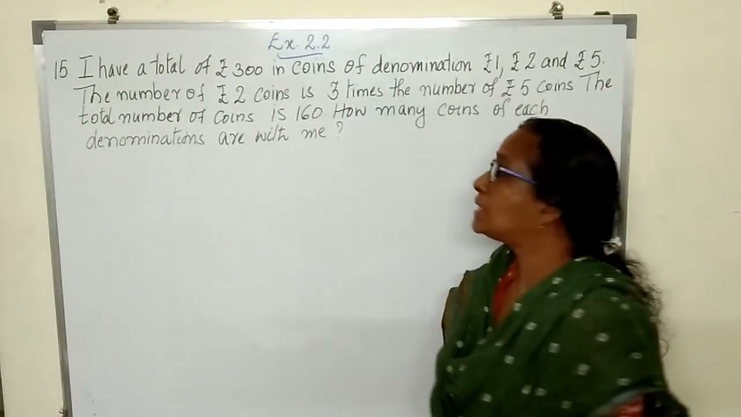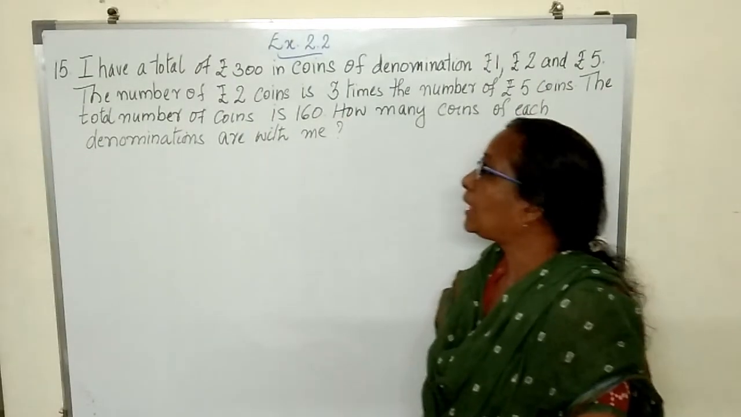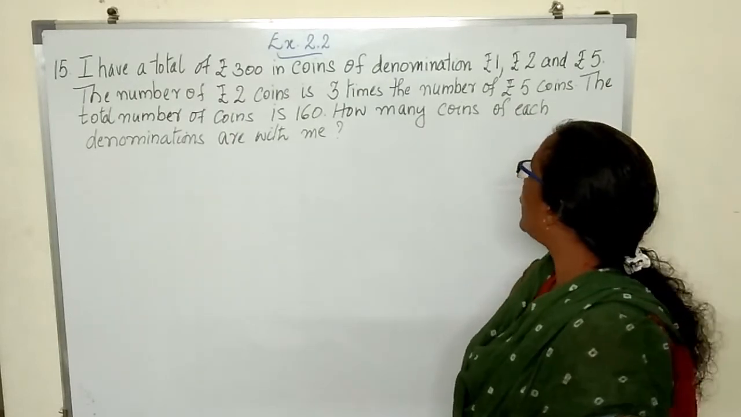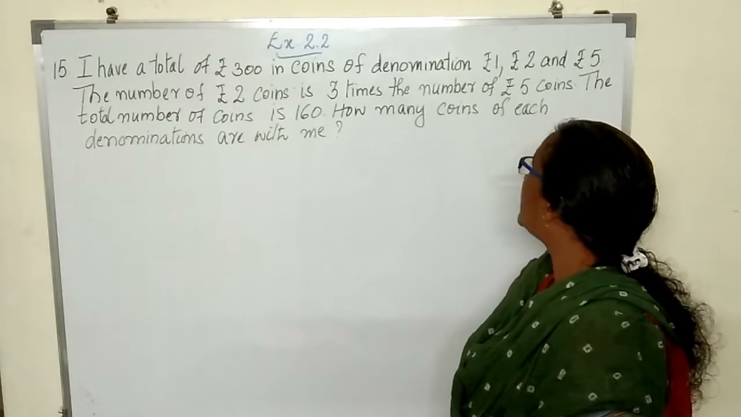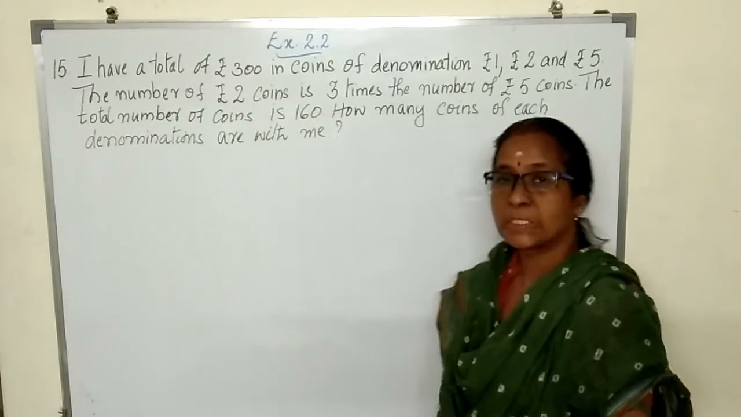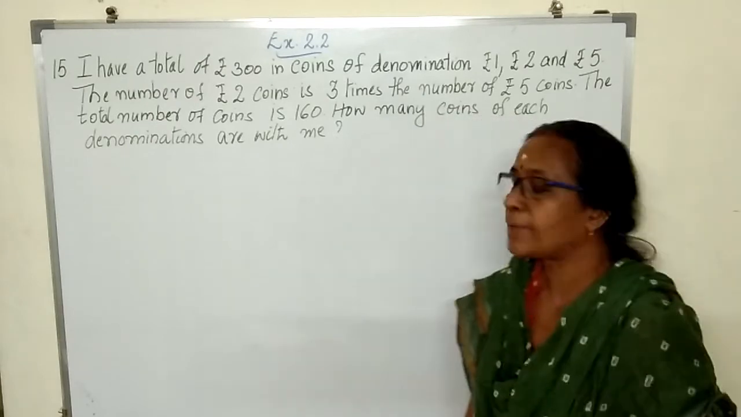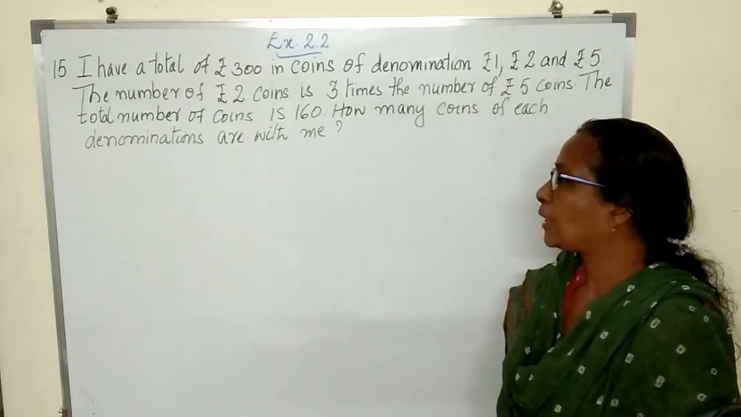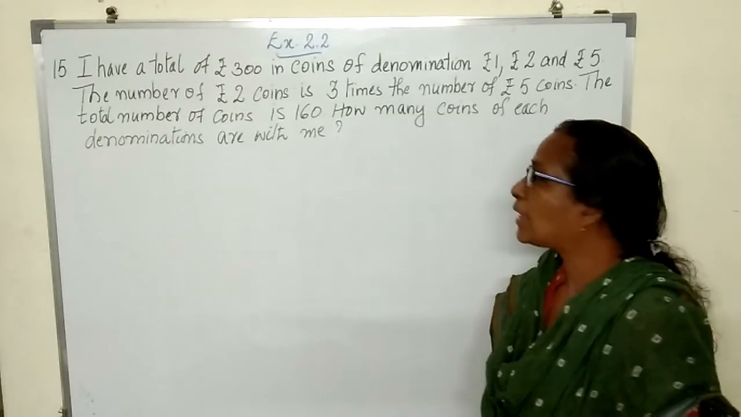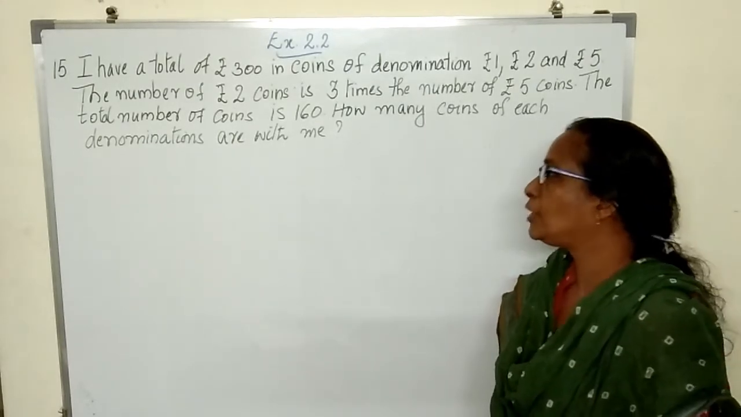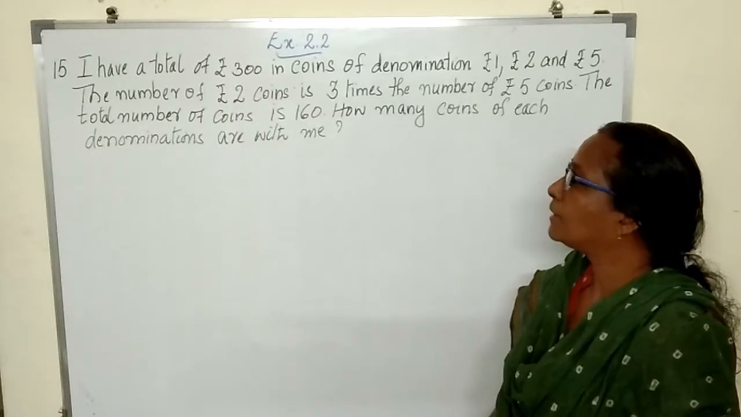The next question is question number 15. I have a total of rupees 300 in coins of denominations of rupees 1, rupees 2 and rupees 5. The number of 2 rupee coins is 3 times the number of 5 rupee coins and the total number of coins is 160. So how many coins of each denomination are with me?